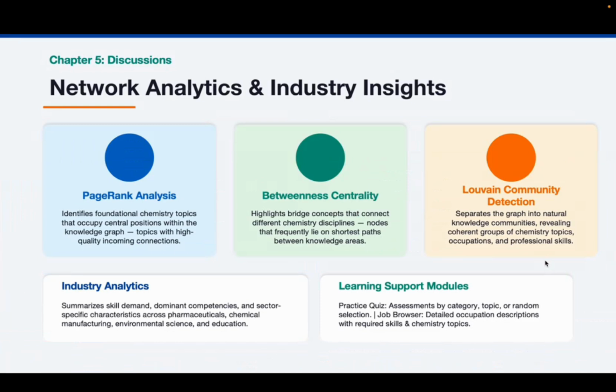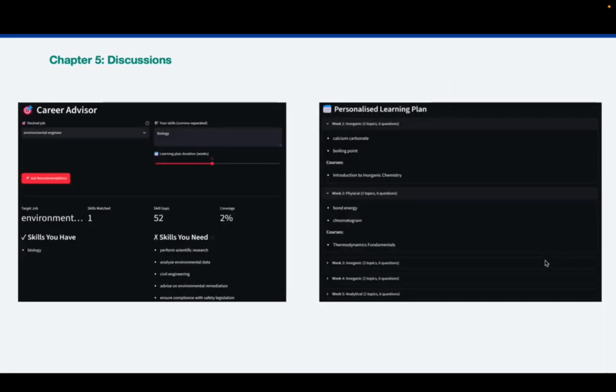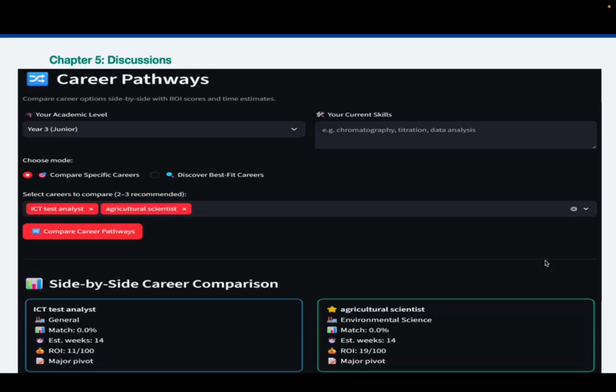PageRank reveals foundational chemistry topics. Betweenness centrality highlights bridge concepts connecting disciplines. The Louvain algorithm partitions the graph into coherent knowledge communities. The industry analytics model summarizes skill demand. The practice quiz generates assessments by category or topic, and the job browser links occupations to required skills and chemistry topics for transparent career discovery.